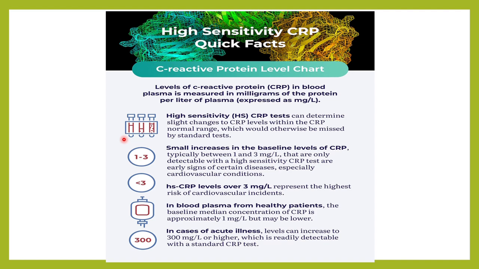And an hs-CRP level over 3 milligram per liter represents that this patient has the highest risk of developing cardiovascular incidents. In healthy individuals, the baseline concentration of CRP, as I have told you, should be less than 1 milligram per liter. And if you get an hs-CRP value of 300 milligram per liter or higher, we are not considering that test. We order CRP or hs-CRP again after 3 to 4 weeks.